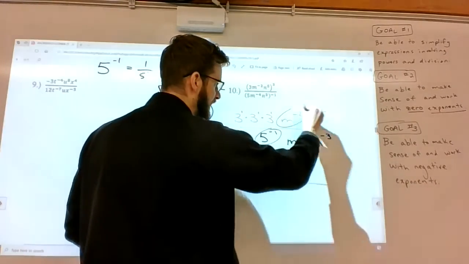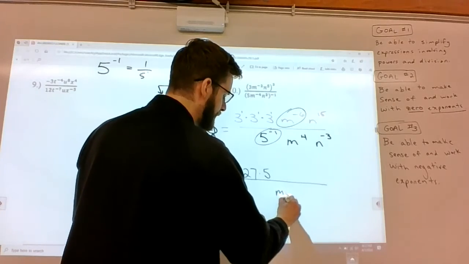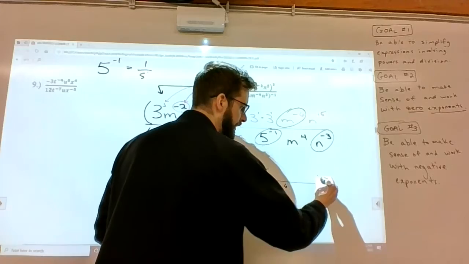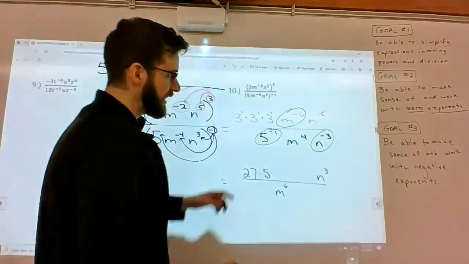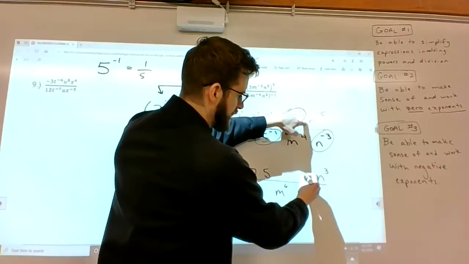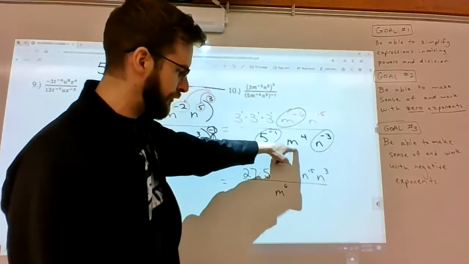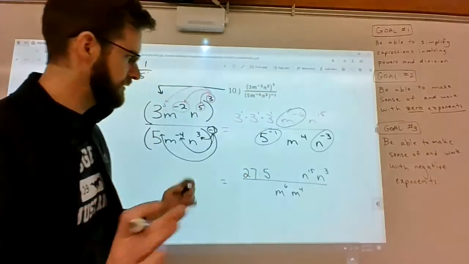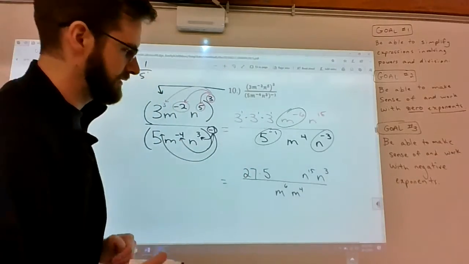All right, m to the negative 6 is going to move to the bottom and become m to the positive 6. n to the negative 3 is going to move to the top and become n to the positive 3. And then our n to the 15, it's chilling on top, it stays there. Our m to the 4, it's chilling on the bottom, it stays there. If you're positive, don't move it. If it's negative, move it.